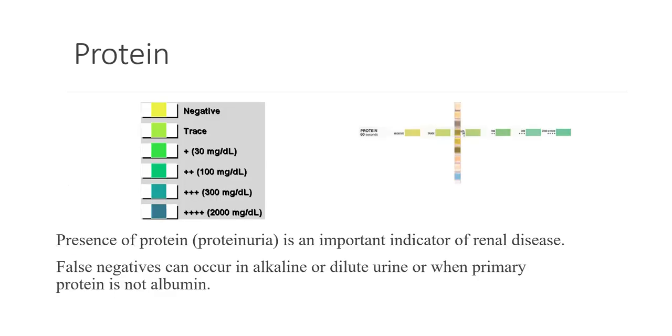Here's an example of the pad with the different color reactions that may occur, and depending upon where you work will determine if you use the 1+, 2+, 3+ system or the numbers, 30, 100, 300 milligrams per deciliter. The presence of protein, the term is proteinuria, is an important indicator of renal disease. False negatives can occur in alkaline or dilute urine or when the primary protein is not albumin.